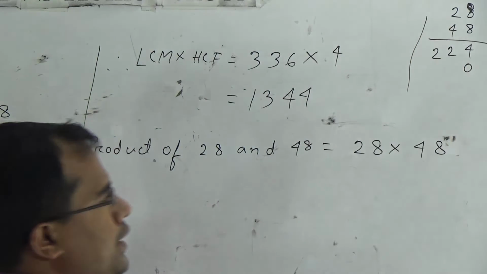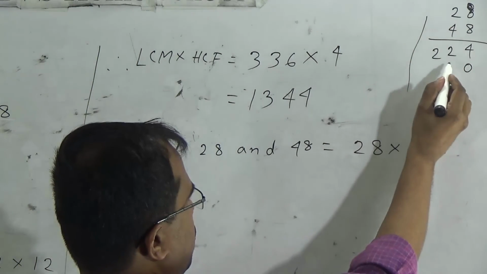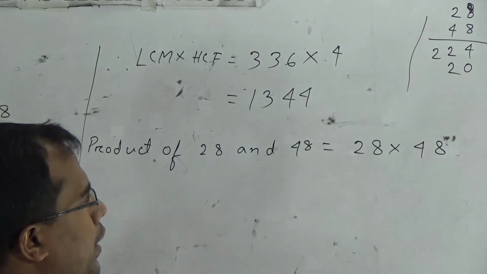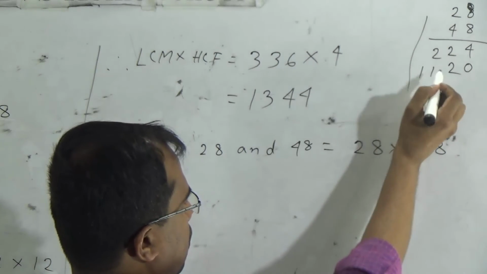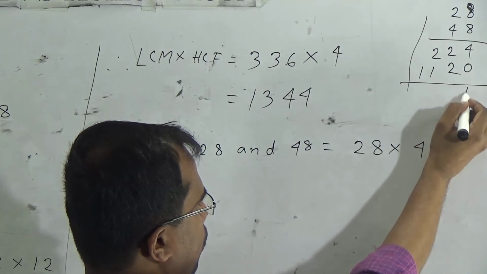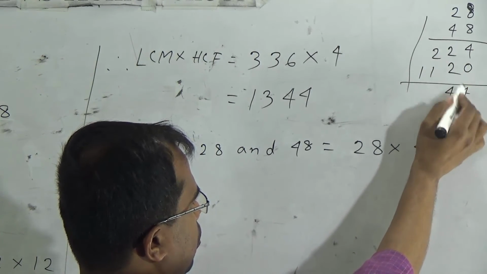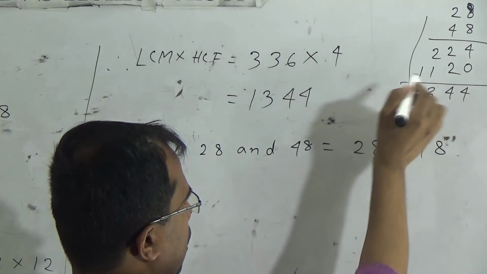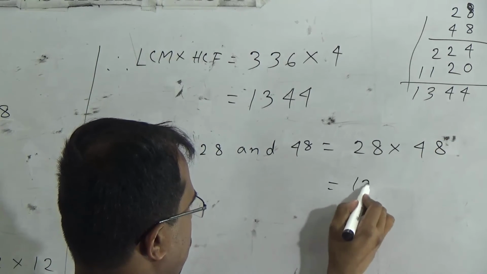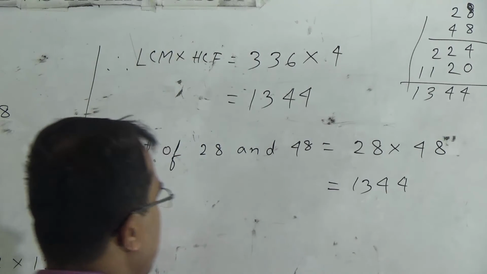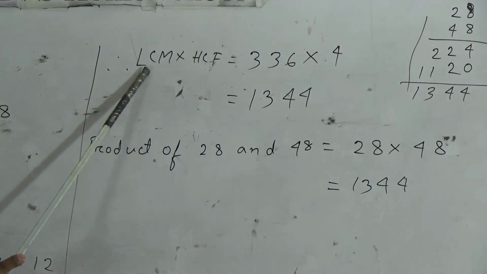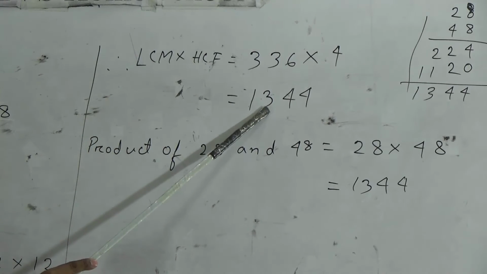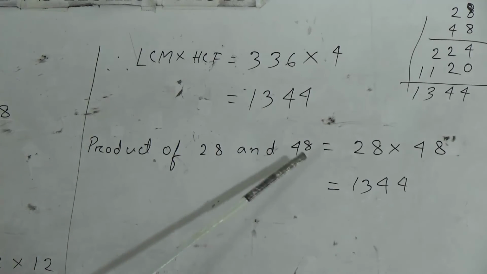Now 4 eights are 32. From 32 we'll write 2 here. Carrying 3, 4 twos are 8, 8 plus 3 is equal to 11. If we add, then it should be 4, 2 plus 2 equal to 4, 2 plus 1 is equal to 3 and 1. That means 1344. We are watching that the product of LCM and HCF is 1344 and the product of the two numbers also is 1344.